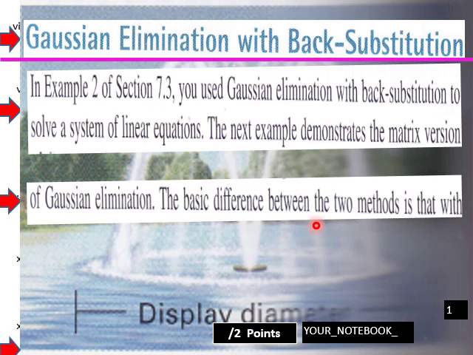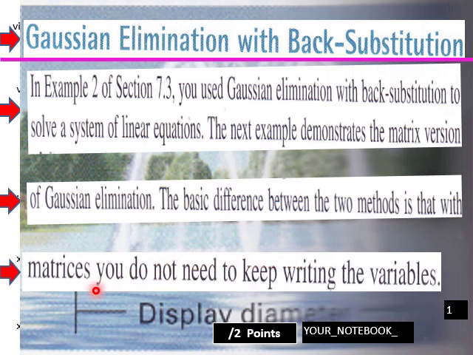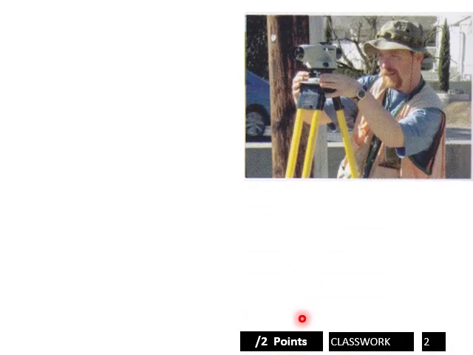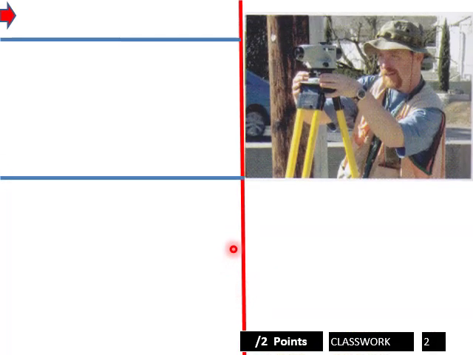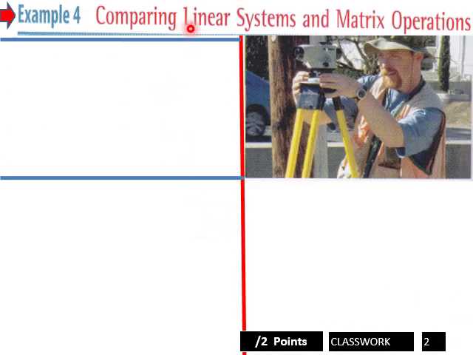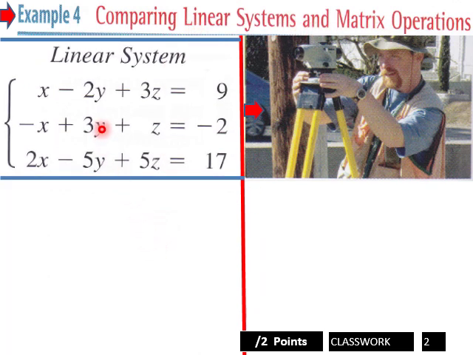The basic difference between the two methods is that with matrices, you do not need to keep writing the variables. So we ditch the variables for matrices, so that's kind of handy. Let's go into an example that shows how to do that: comparing linear systems with matrix operations. So here's a linear system, and we have our variables here.